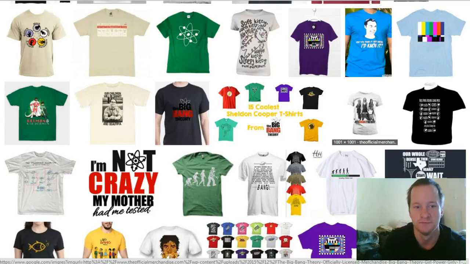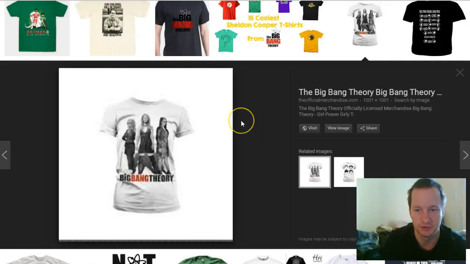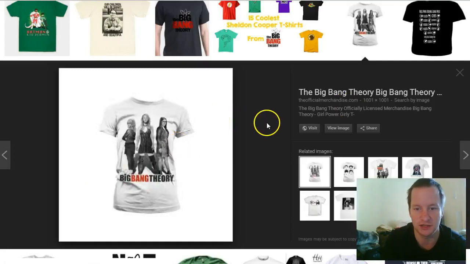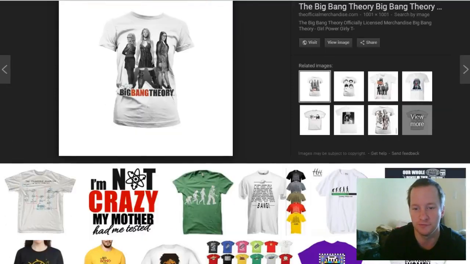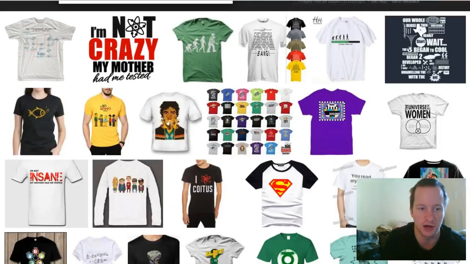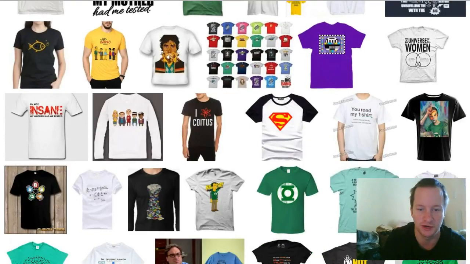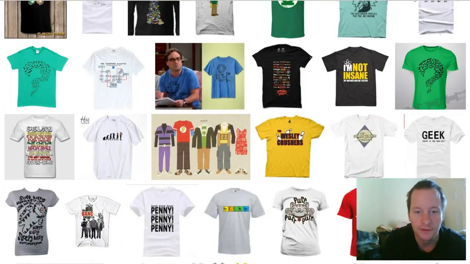So you want to stay clear of copyright issues. Like this is part of official merchandise, so you probably wouldn't be able to sell it with the actual actor faces on them. You never know. It could be tagged for copyright, but just be careful with copyright.